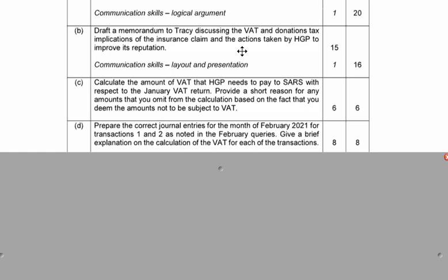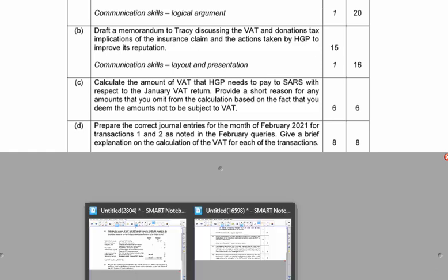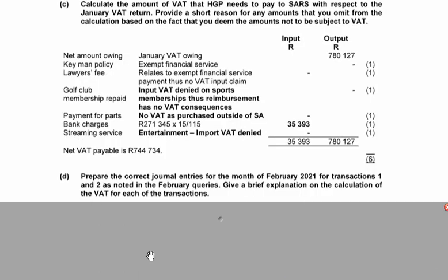Correcting is where we need to reverse the old entry and process a new one. The correct journal entries. So please, when you're doing a journal entries question, you need to see whether you're doing correct journal entries or correcting journal entries. And you need to be able to work through this. So let's just have a look at the queries themselves.